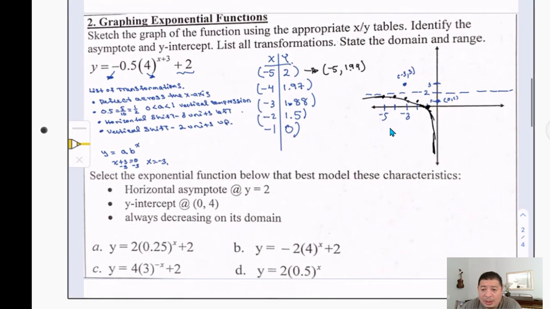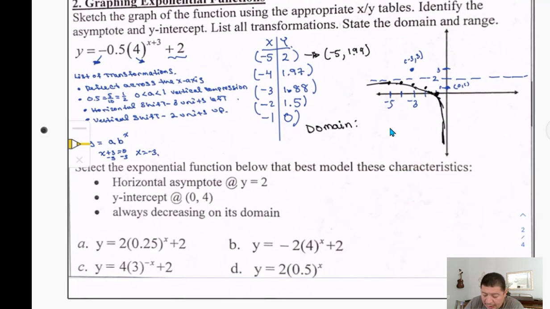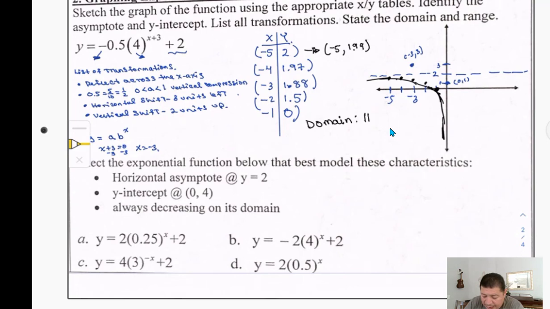What we need to do now is state the domain and the range. Well, it just so happens that domain talks about all of the x values, okay? So this graph is actually going to continue growing forever and ever along the x-axis. And so for this graph, we can say that it's all the real numbers, or we can write it as -infinity to +infinity.